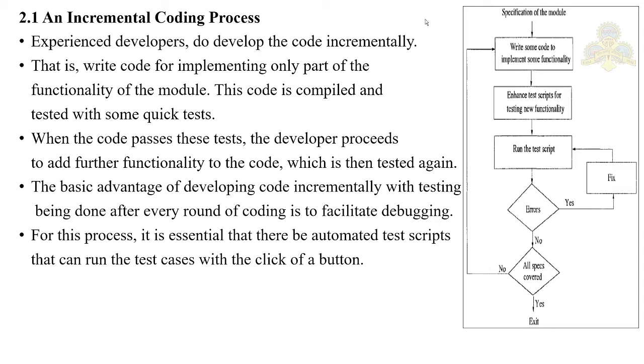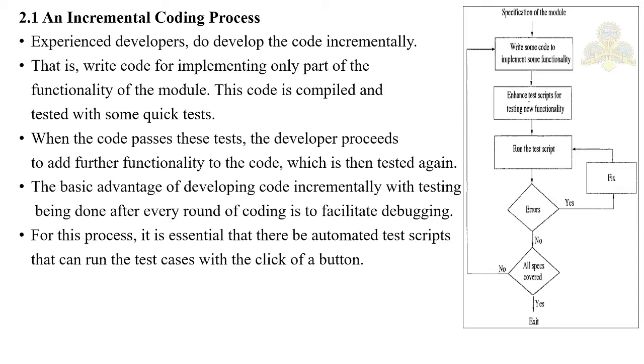Okay, now I'll discuss this flowchart. So whatever we have discussed, it is simply put up in this flowchart. If you understand this flowchart, then it is like you have understood this incremental coding process. Okay, so the process starts with the specification of the module. That means the developers will be given some modules to code. First, they write some code to implement some functionality. Inside that module, they again split up the single module into multiple parts, and then they will write some part of that module. Okay. Now, once it is done, they do testing of it.